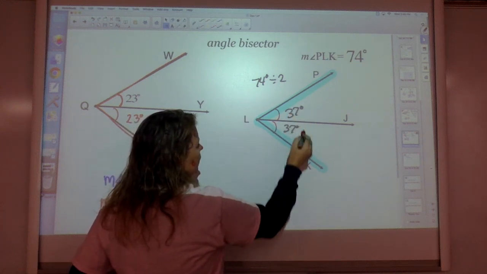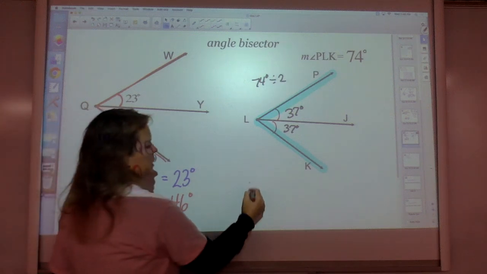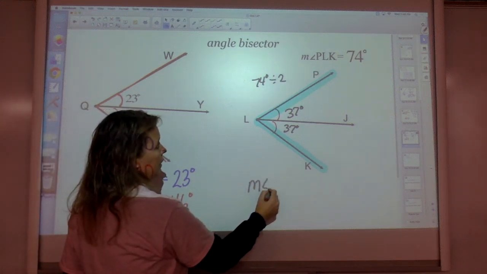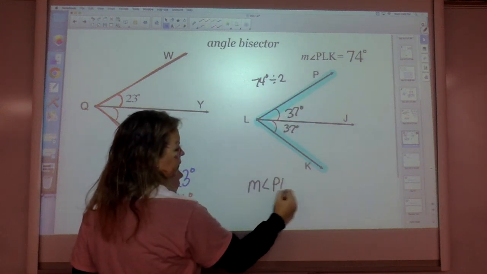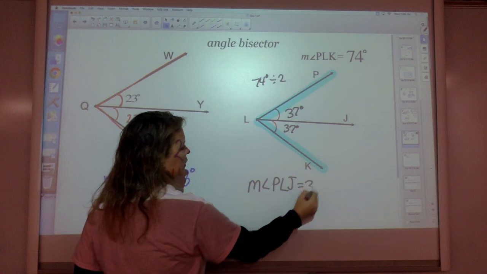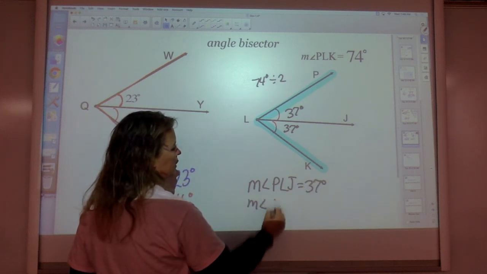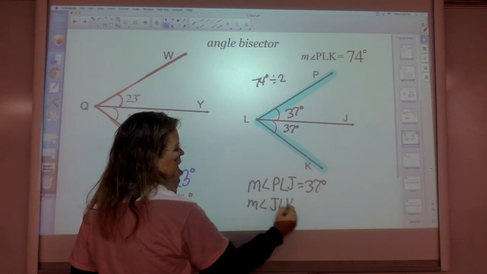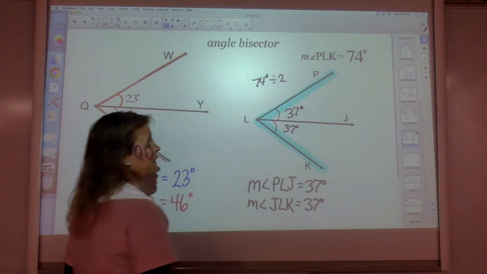It's not okay to just label the diagram. You're going to have to write that out. The measure of angle PLJ equals 37 degrees. And the measure of angle JLK, or KLJ, also equals 37 degrees.